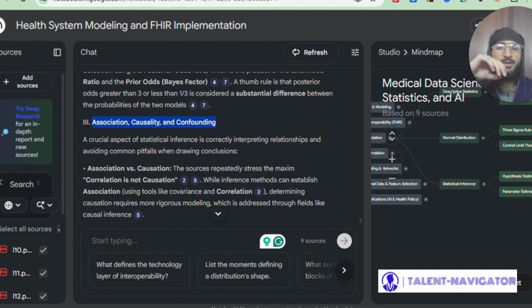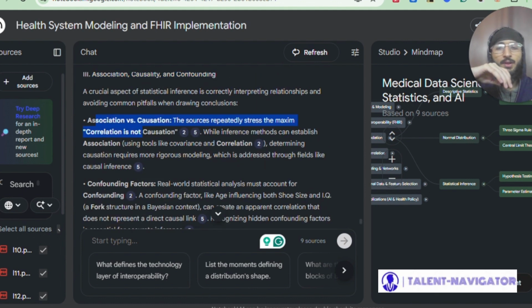A crucial aspect of statistical inference is correctly interpreting relationships and avoiding common pitfalls when drawing conclusions. So association versus causation. Basically, correlation is not causation. While inference methods can establish association using tools like covariance and correlation, determining causation requires more rigorous modeling, which is addressed through fields like causal inference.